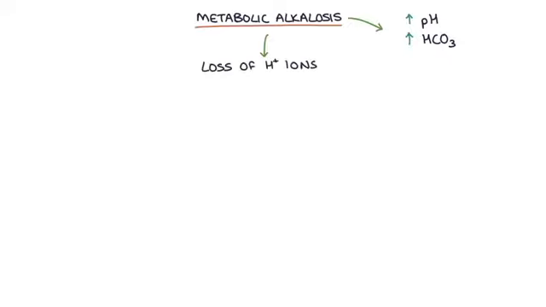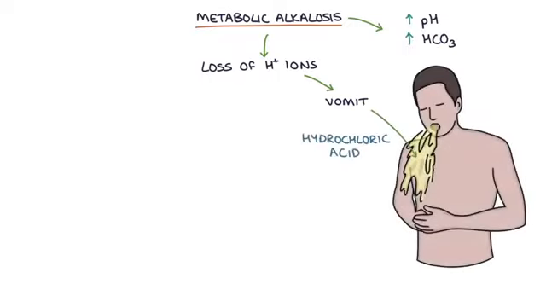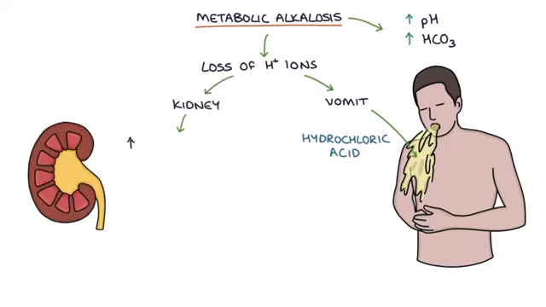Finally, let's talk about metabolic alkalosis. In metabolic alkalosis, there is a raised pH, indicating alkalosis, and a raised bicarbonate. Metabolic alkalosis results from the loss of hydrogen ions, or H+ ions. Hydrogen ions can be lost from the gastrointestinal tract due to vomiting. Remember that the stomach produces hydrochloric acid, which can be lost in vomit, or from the kidneys, which is usually due to increased activity of aldosterone, which results in increased hydrogen ion excretion.